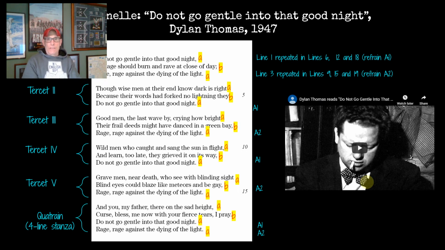But this is where things get even more interesting. In a villanelle, the first line is repeated in the 6th line, the 12th line, and the 18th line. So it becomes a refrain. It's referred to as A1. And then the 3rd line in the poem is repeated in lines 9, 15, and 19.